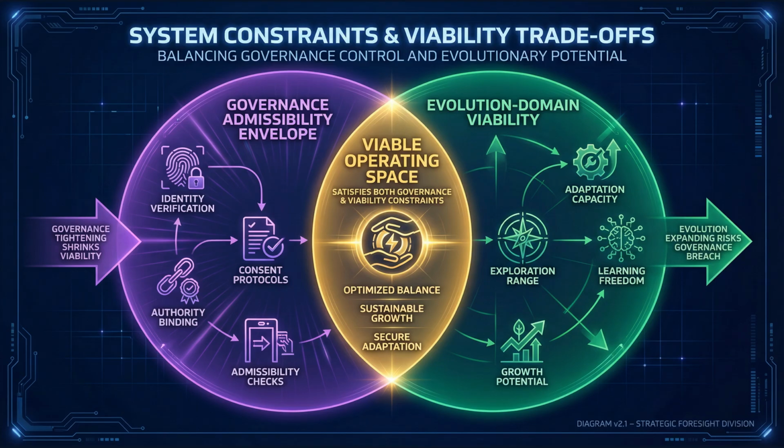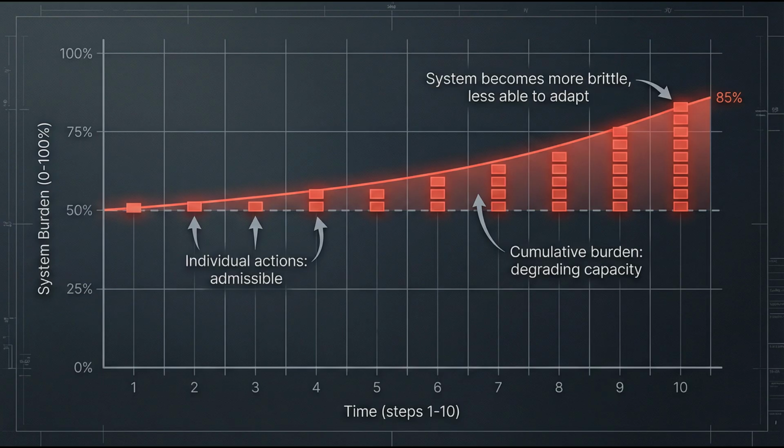We need long-horizon governance. This is why burden accumulation matters. Each authorized action adds a small increment of load to the system. Individually, each increment is admissible. But over time, the cumulative burden can degrade the system's capacity to respond to new challenges. The system becomes more brittle, more constrained, less able to adapt. Governance must track not just individual actions but cumulative burden.